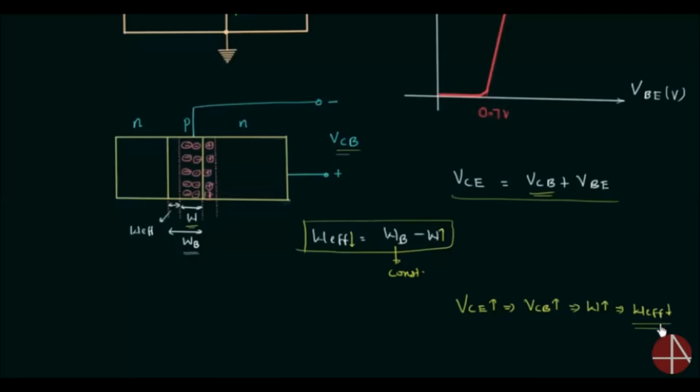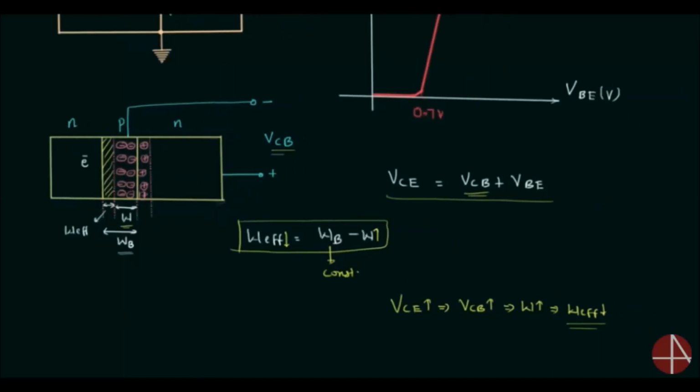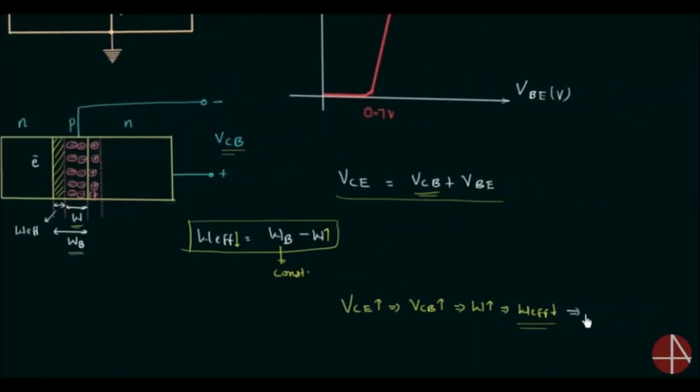Now we have to see the effect on the input current. When W effective decreases, this means the region where recombination takes place decreases, and because of this recombination will decrease. The electrons emitted from the emitter will not recombine with the holes in the base region, and this will reduce the base current.